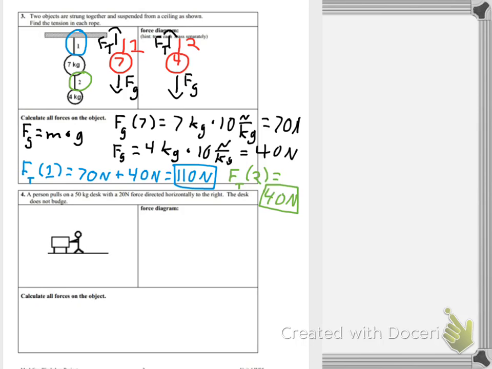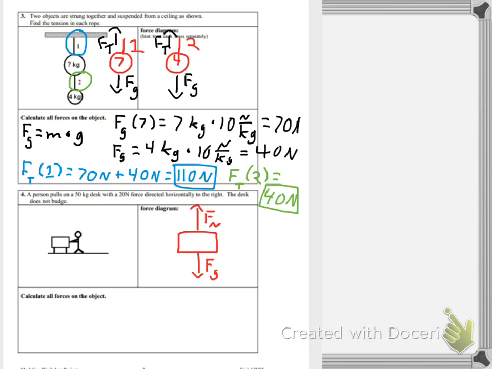So question 4, we have a person pulling a 50 kilogram desk with a 20 Newton force directed horizontally to the right, and the desk does not budge. So this means that here we'll draw this table. We have force due to gravity trying to yank this thing through the ground. To counteract the force due to gravity, we're no longer dealing with strings, we're on the ground. So this would be the normal force acting against it.